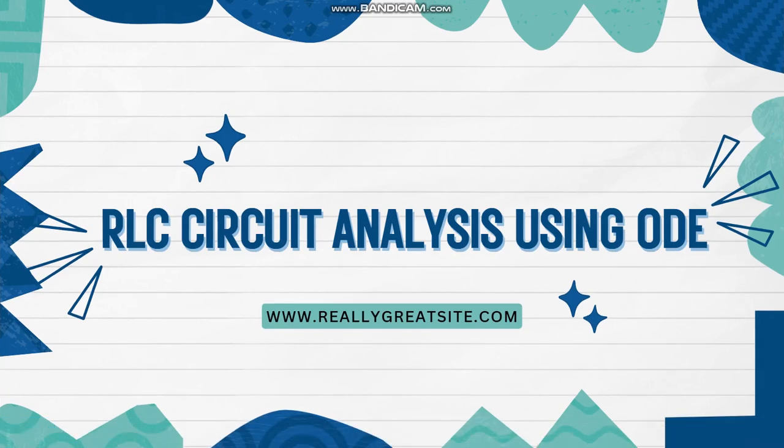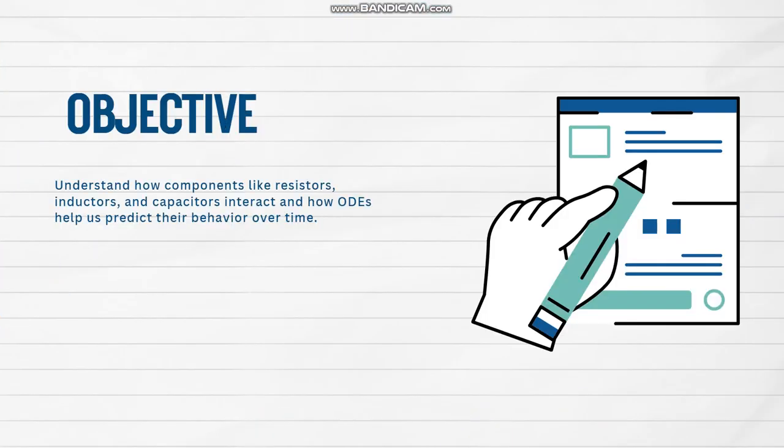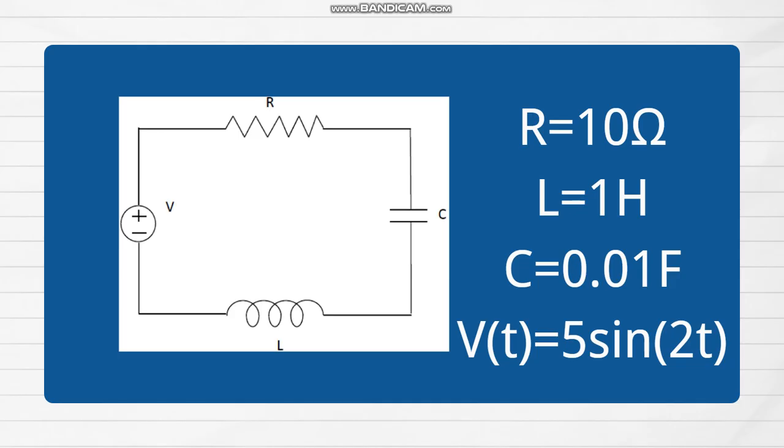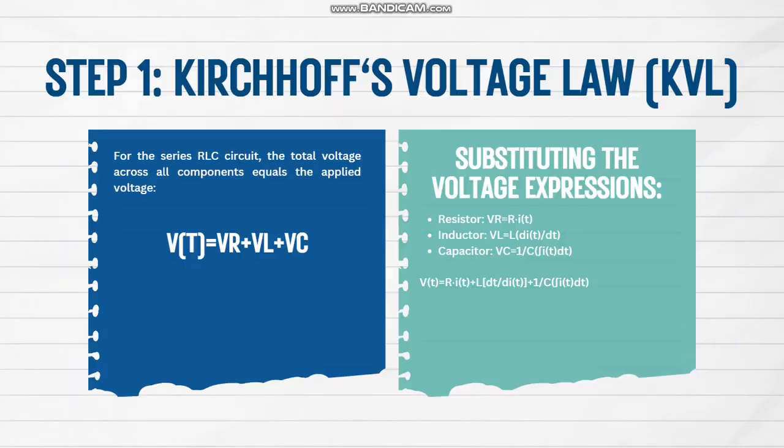Hello sir, today I'm going to introduce RLC circuit analysis by using the ODE. So the objective is to understand how components like resistor, inductor, and capacitor interact, and how ODE helps us to predict their behavior over time. So this is our very simple RLC circuit. Beside it, this is our value example.